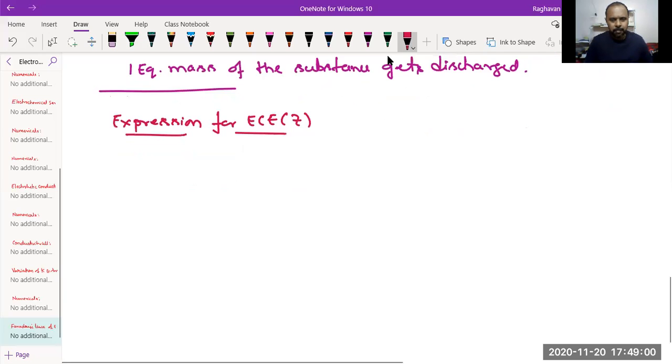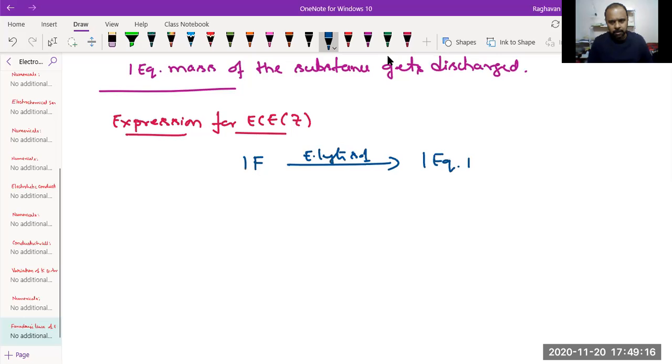So Z is nothing but the mass of the metal displaced at an electrode by passing 1 coulomb of charge. But we know that when 1 Faraday is passed through any electrolyte solution, 1 equivalent mass of the substance gets displaced. So 1 Faraday displaces 1 equivalent mass. Therefore, 1 coulomb can displace how much is the question.